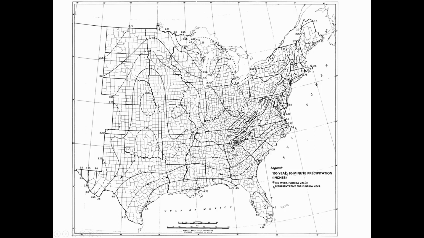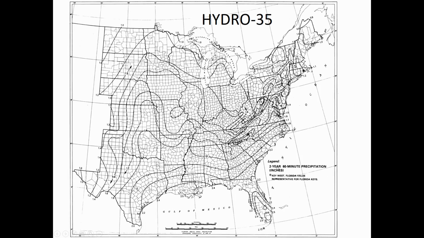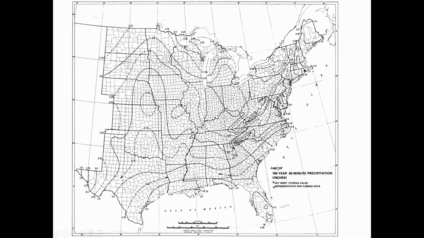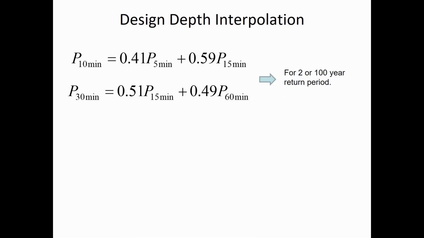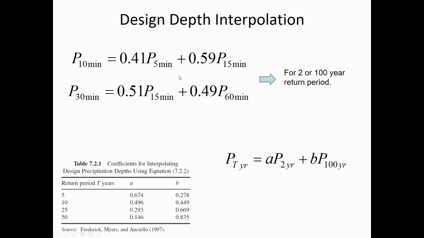And then what you'd do is you would yourself interpolate between the 2 and the 100 to find other return periods. And so here are the formulas. They're also in your textbook. If you have, for instance, the 5-minute storm duration and the 15-minute storm duration, you could calculate the 10 by doing a weighted average between them. And the same thing, you will be given the 15 and the 60 to find the 35 with this weighted average.